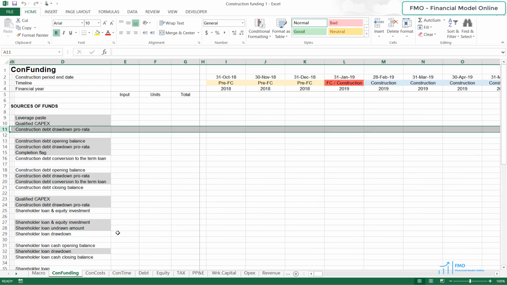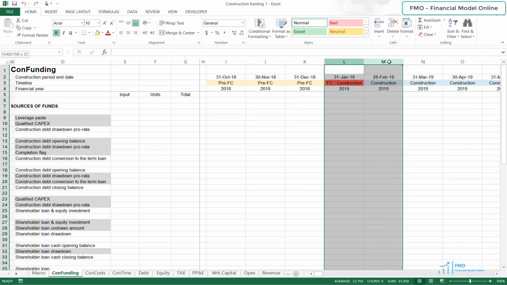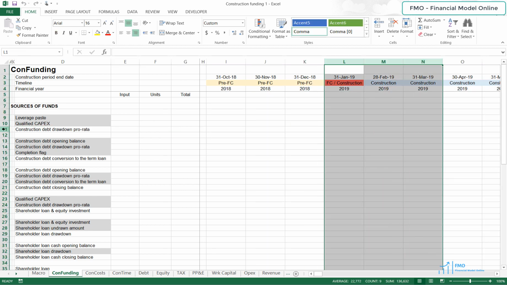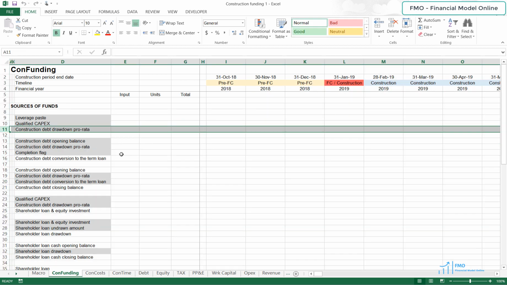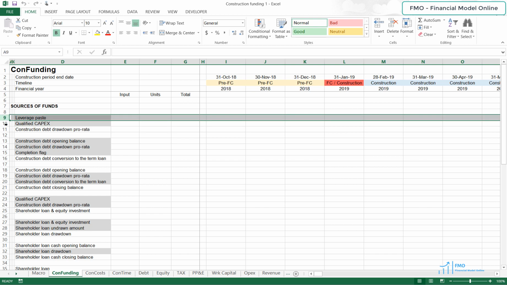However, what we do not have is the schedule of the drawdown of the construction debt, which is how much debt we will be drawing in each construction month. Our construction debt drawdown is going to be pro rata, meaning that the debt and equity are drawn according to their share of the whole. And let me repeat one more time. Our construction debt drawdown schedule will be determined by the leverage and the project's CapEx.